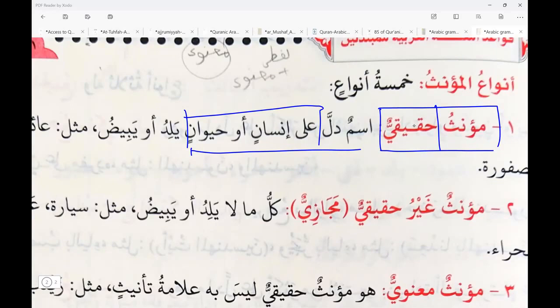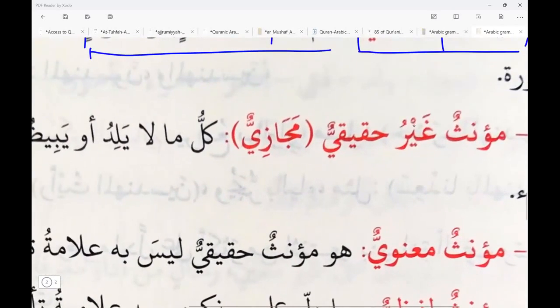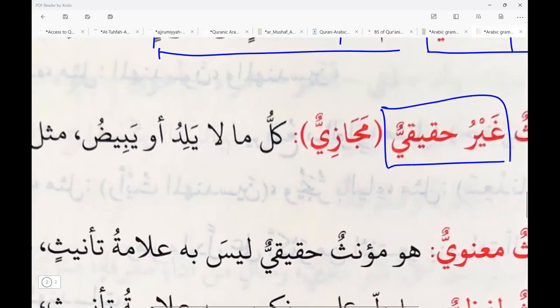So when we have a human being or animals, which is female, that is the haqiqi. Okay, so that's one thing you have to know. And in these terms, inshallah, you should be very familiar. Haqiqi means true, so it should be very easy to figure out. Then we have ghair haqiqi. Another term is majazi.